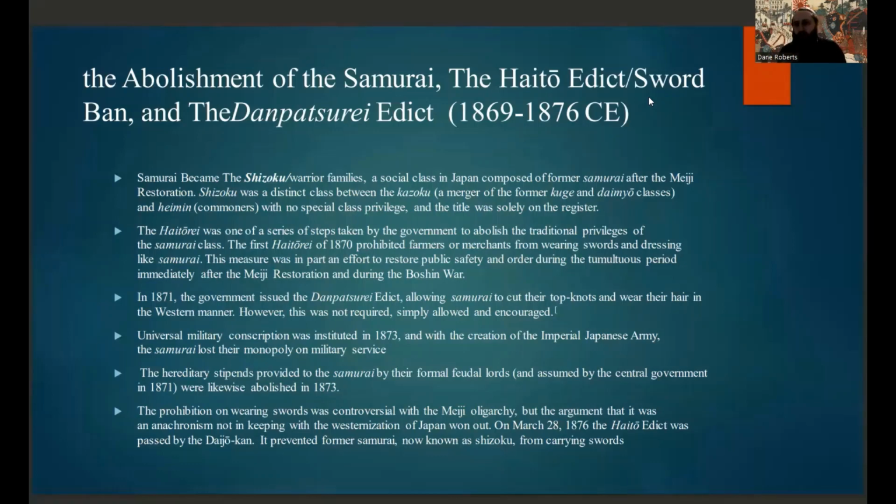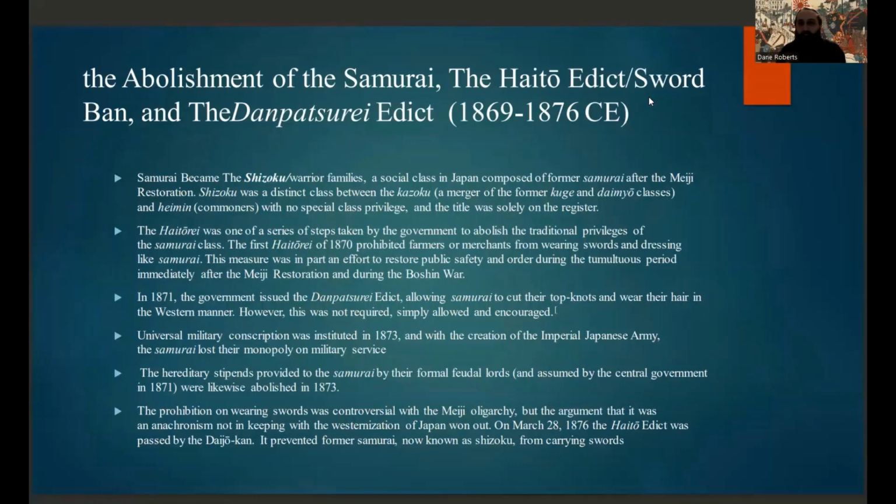Following that, a much less strict edict was passed, the Danpatsu-rei Edict, which was only encouraged, not required. It allowed samurai to cut their top knots and wear their hair in the Western manner, which was generally looked down upon during the Tokugawa period and also during the Sengoku Jidai.